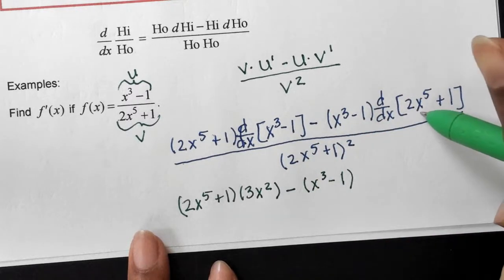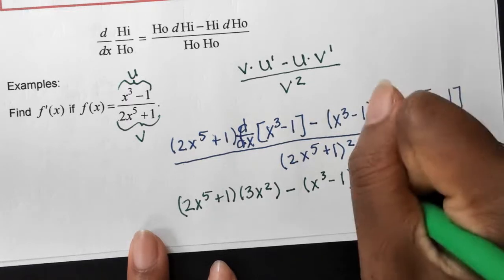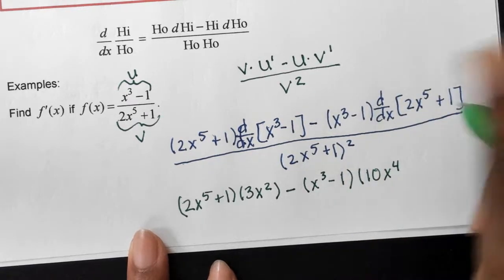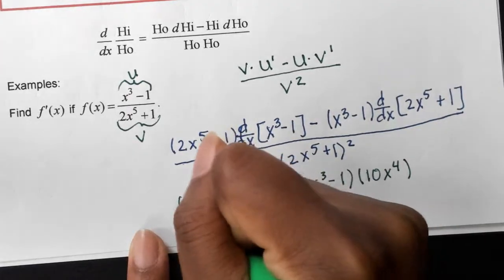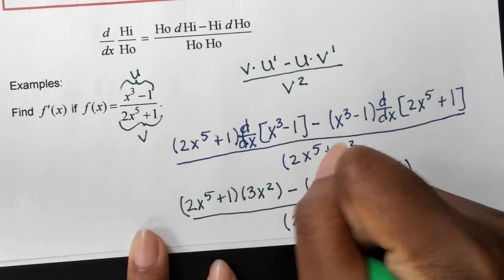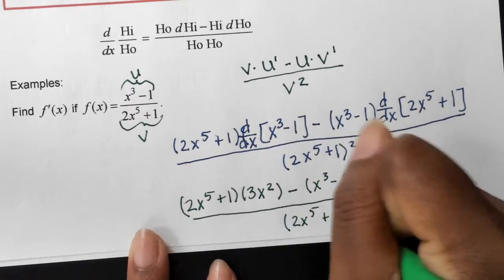The derivative of 2x to the 5th is 10x to the 4th. And the derivative of 1 is 0. All over 2x to the 5th plus 1 squared.